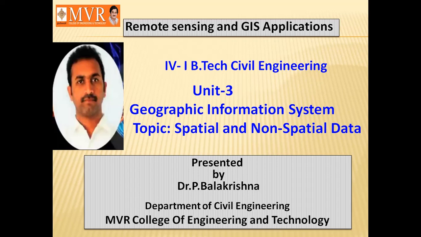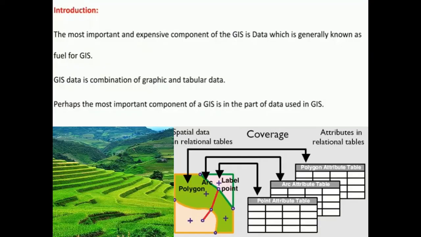Today we are going to discuss spatial and non-spatial data. First, introduction. The most important and expensive component of GIS is data, which is generally known as the fuel for GIS. It is gathered from satellite or from the field. But data is the most important thing to run GIS. It is just the fuel of GIS.